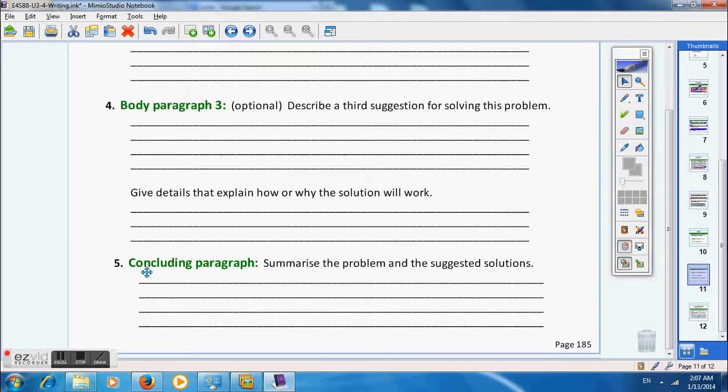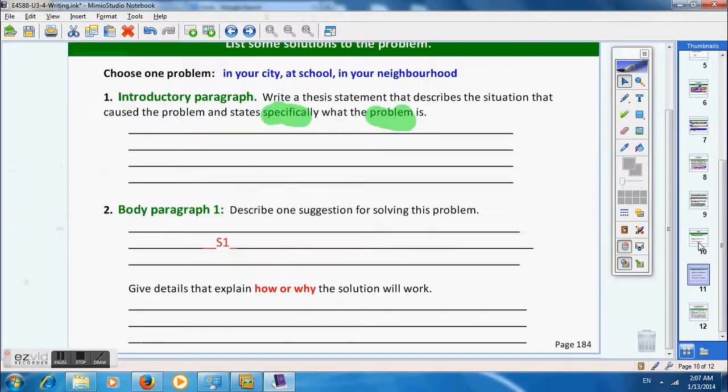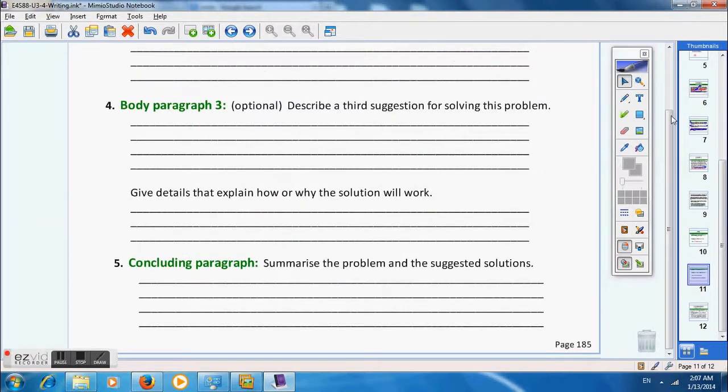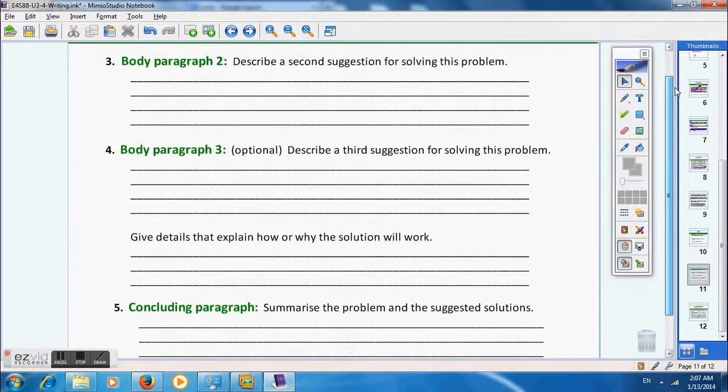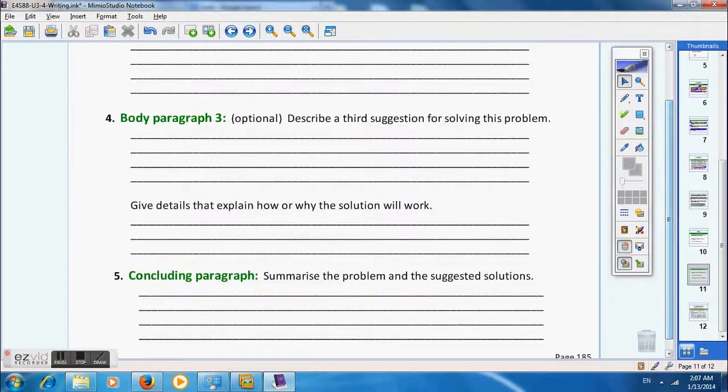And the last one, you have to summarize the problem and the suggested solutions. That'll be your concluding paragraph. So if you have 3 solutions, then you have 5 paragraphs. But if you only have 2 solutions, then you have 4. Okay, please pause the video and write.